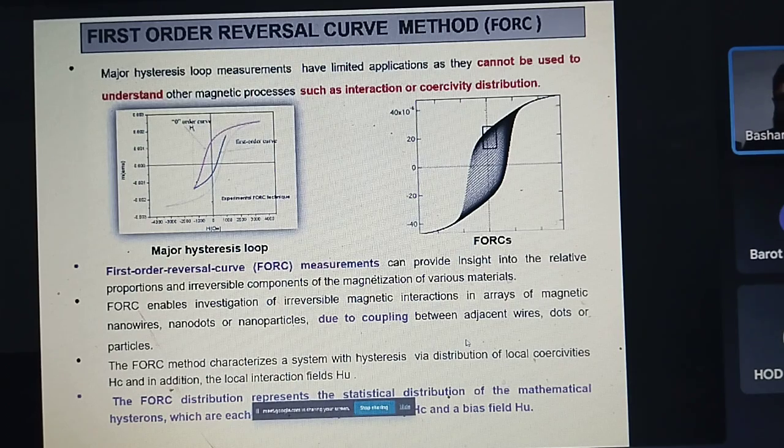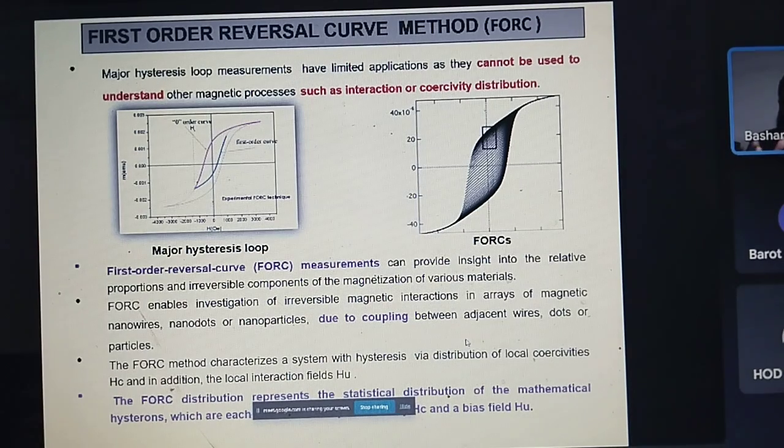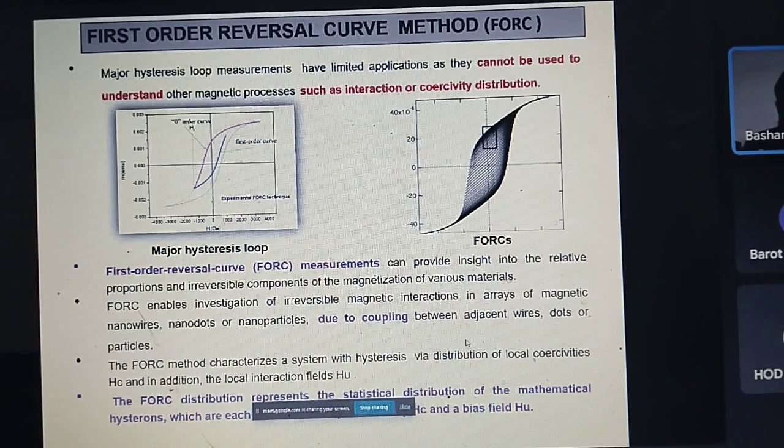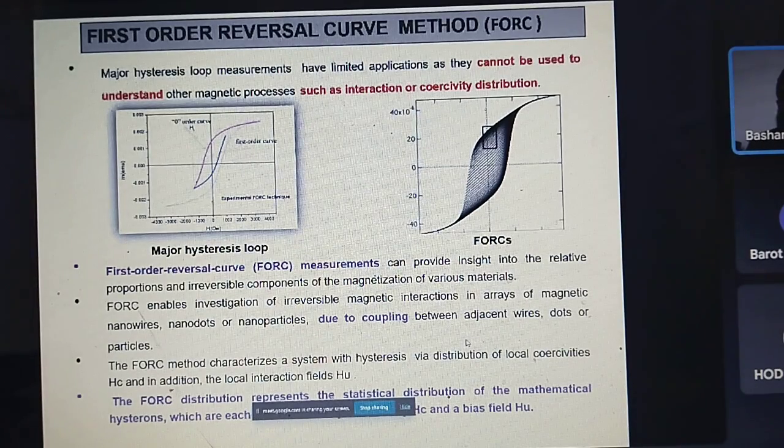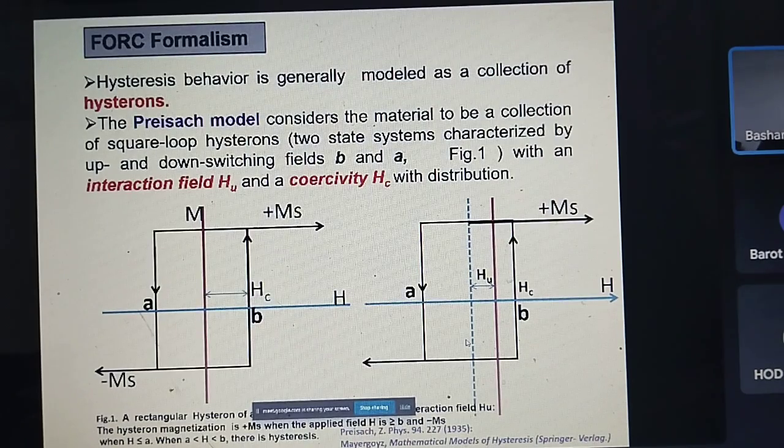Now, this method is not rocket science. In order to do this experiment, you only need a vibrating sample magnetometer. And that vibrating sample magnetometer can be programmed to do these first order reversal curves, and then understand the microscopic behavior of a magnetic system. So let me first come to the formalism.